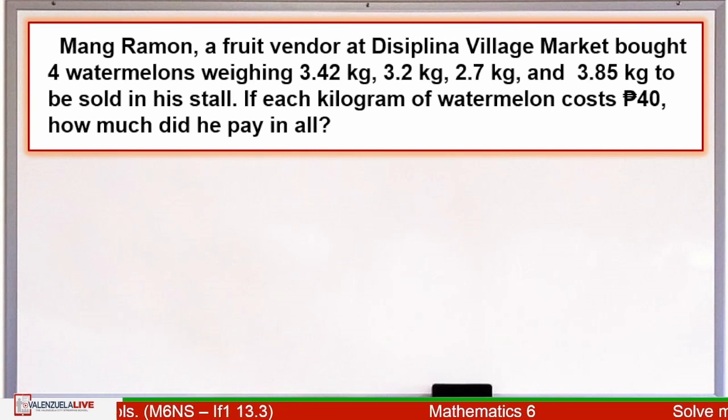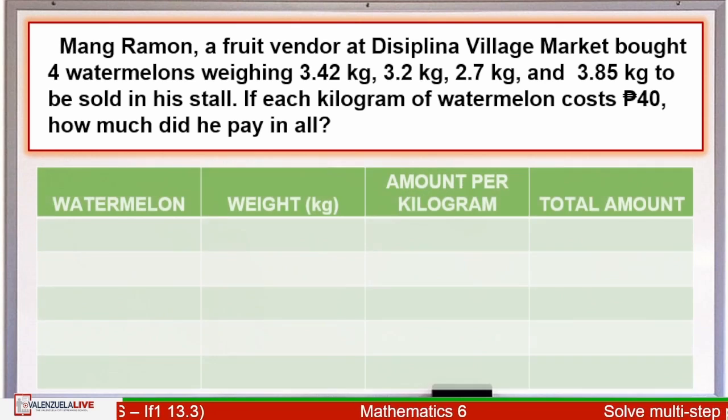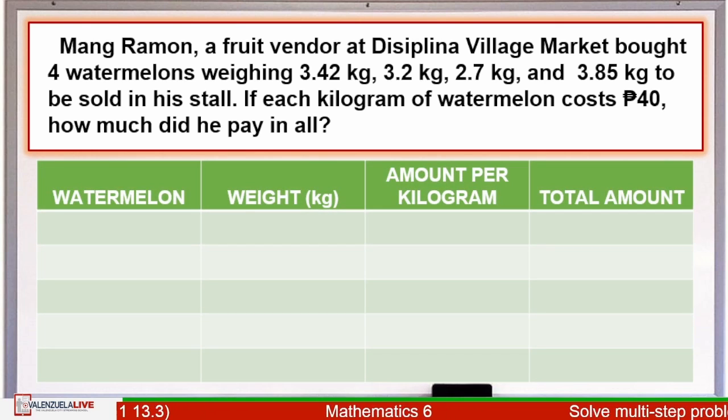Now, let's try to solve the same problem by making a table, since some problems can be solved easily when the information is organized in a table or a chart. This time, we are going to draw a table with 4 columns and 6 rows. Write watermelon in the first column. Next column is the weight of each watermelon. Then the third is the amount per kilogram. And in the last column, write the total amount.